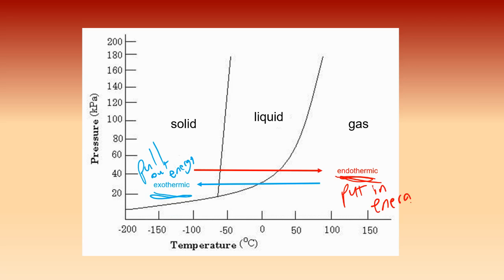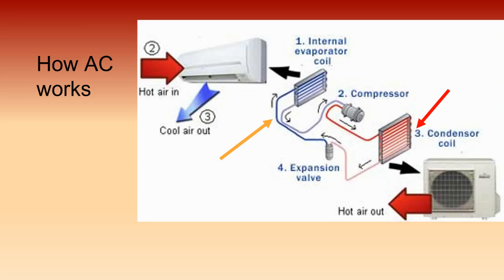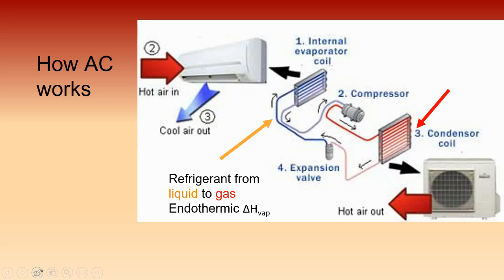All right. So why am I bringing that up? Because it turns out delta H fusion and delta H vaporization are the reason why your air conditioner works. So let's talk about what happens here. We have a refrigerant, and that refrigerant goes from the liquid phase to the gas phase inside the house. So this is in the house right here. In the house, we turn a liquid into a gas.